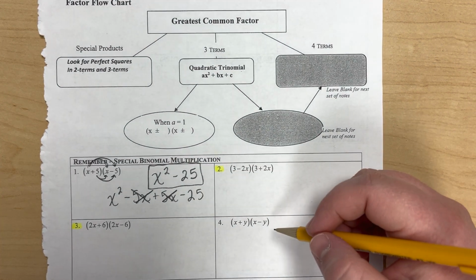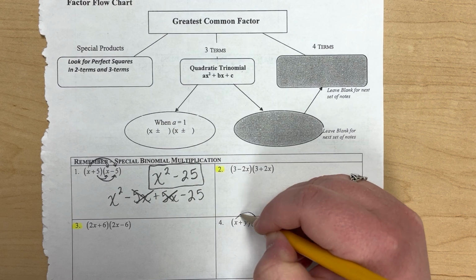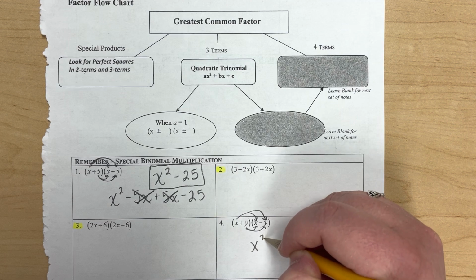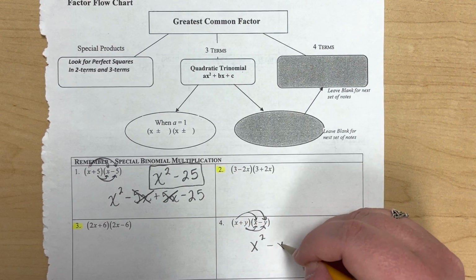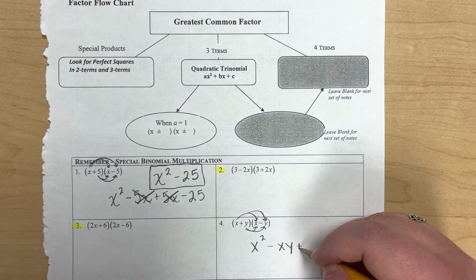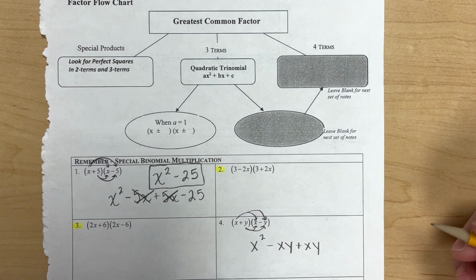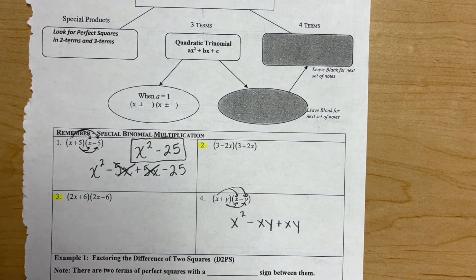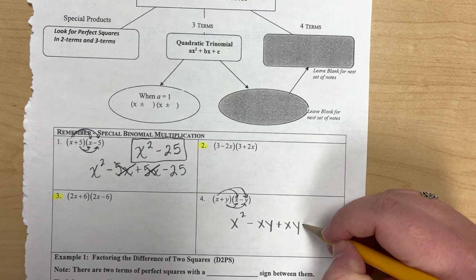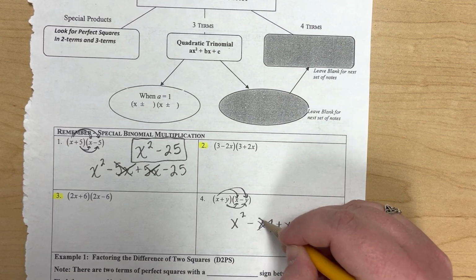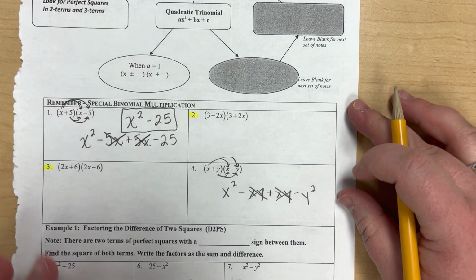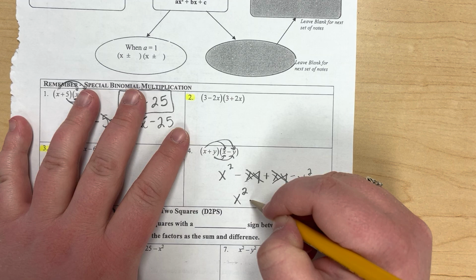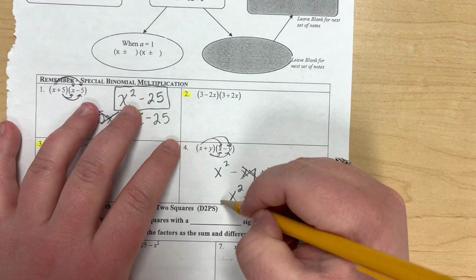Let's do the same thing here for number 4. Distribute the x first, then distribute the y. X times x is x squared. X times negative y is negative xy. Y times x is positive xy or positive yx. Remember that multiplication goes in either direction, so it doesn't really matter how you write that. They're both like terms. And then lastly, y times negative y is negative y squared. Once again, the middle two terms cancel out. And then x squared minus y squared is your product.